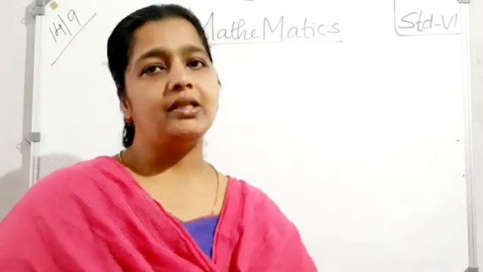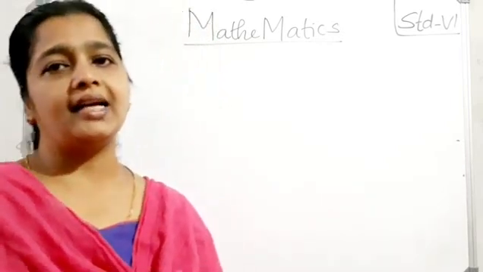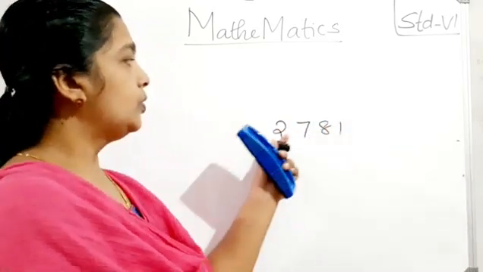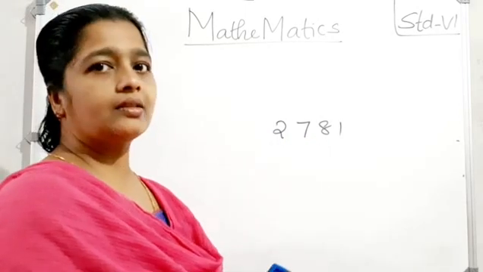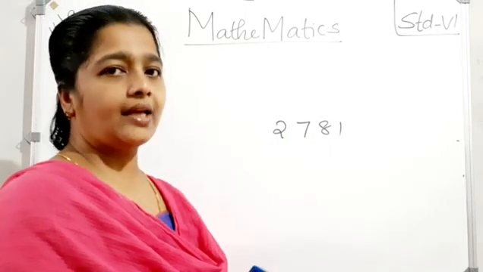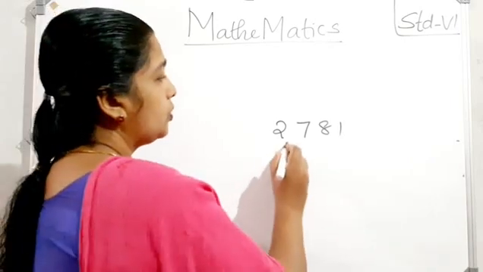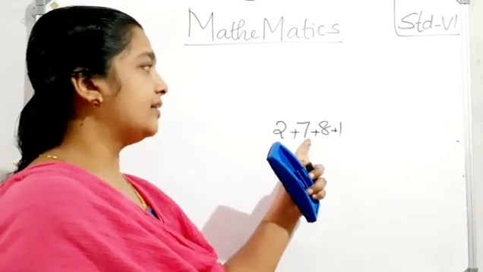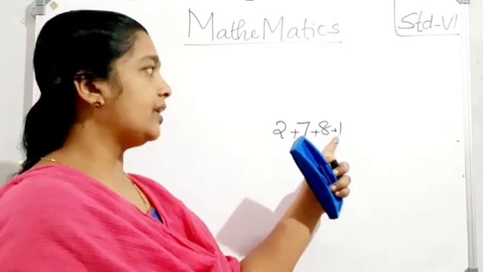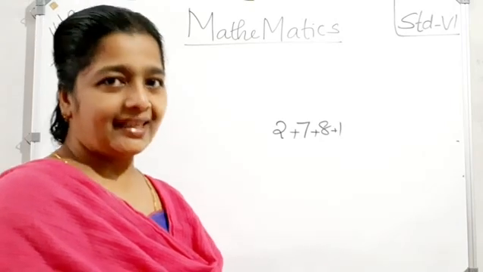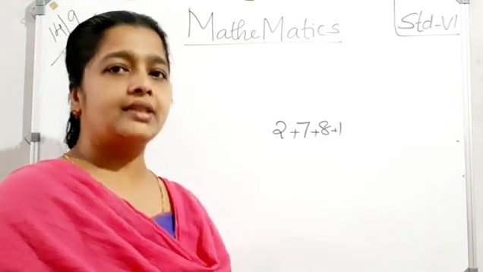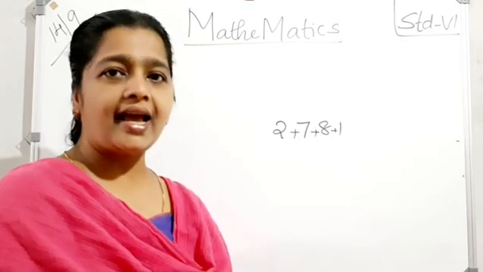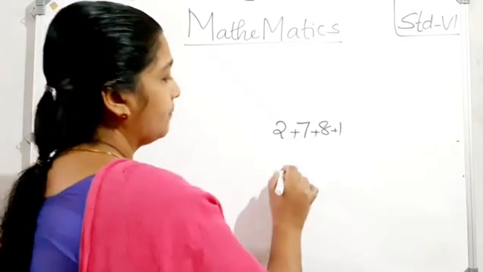Next, divisibility by 3. How can we say the answer? Example, 2781. How can we solve it? Yes, the sum of the digits. So 2 plus 7 plus 8 plus 1. 2 plus 7 is 9, 9 plus 8 is 17, 17 plus 1 equals 18. 18 is a multiple of 3. So we can say that the given number is divisible by 3. Understand? Yes. Then next question.